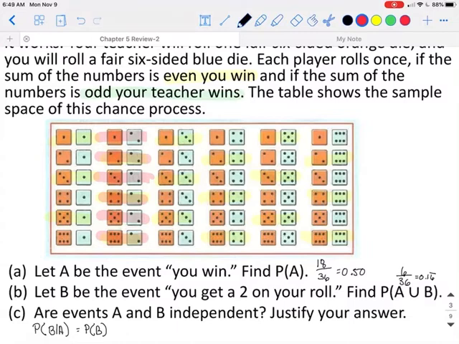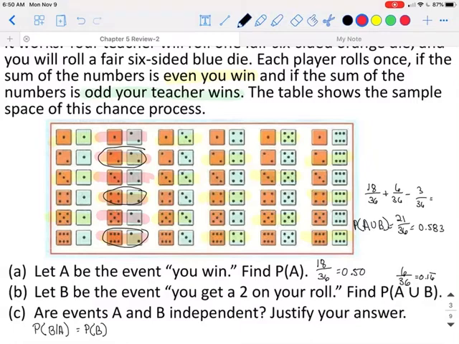Now we said that event B was 0.16, but we need to find the probability of A and B for part B. A or B, sorry. So this means that either you win or you roll a 2. Now we know for part B that you win 18 out of 36 times, and we know that you can roll a 2 6 out of 36 times, but those are not mutually exclusive events. The chance that both of those things can happen, you win and you roll a 2 here, here, and here, so we need to subtract out that probability.